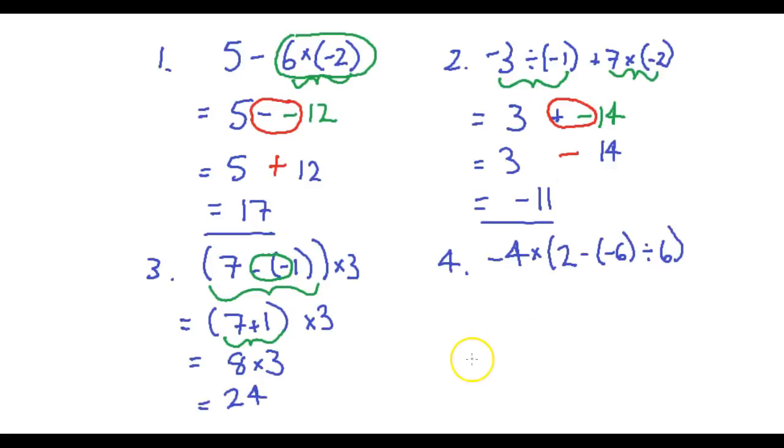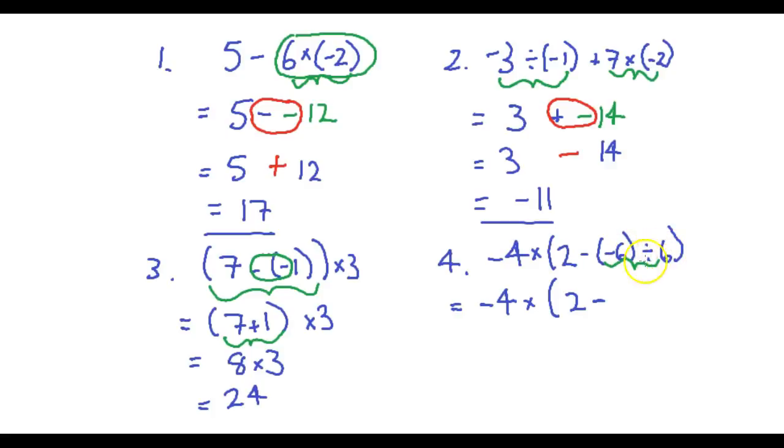In my fourth example, we have negative 4 multiplying a bracket, and inside the bracket we have 2 minus negative 6 divided by 6. Now BIDMAS applies inside a bracket as well. So I've got to, inside this bracket, do that division first. So we need to rewrite the things we haven't done yet. So I haven't done this multiply by the negative 4. The bracket's still there, the minus sign is there. And I want to work out negative 6 divided by 6.